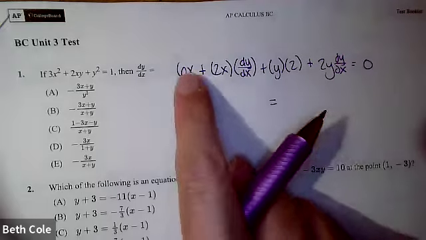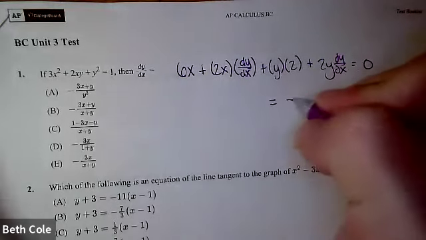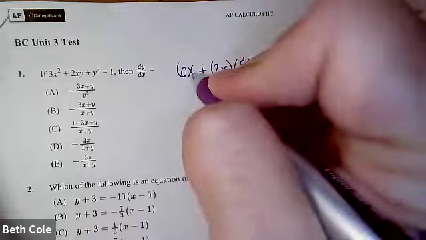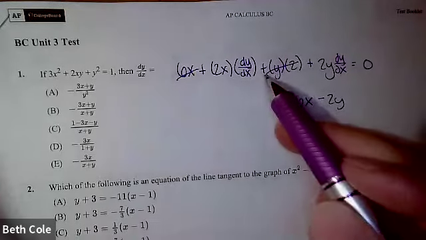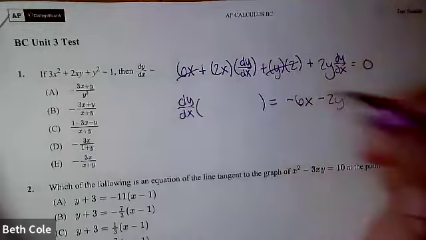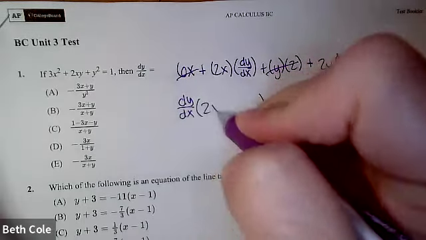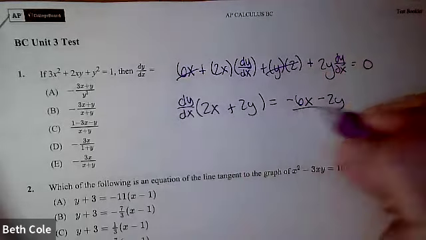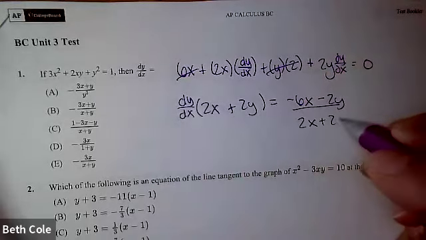I'm going to take these two terms and move them over. So if this is my equal sign, I'm going to subtract over the 6x, and I'm going to subtract over the 2y. So those are both gone. And then from the two terms that are left, I'm going to factor out dy dx. And what's left will be 2x plus 2y. That part is going to get divided over.